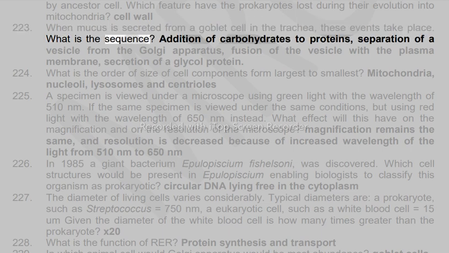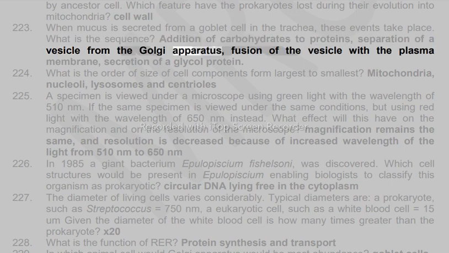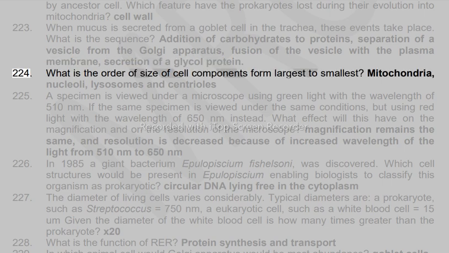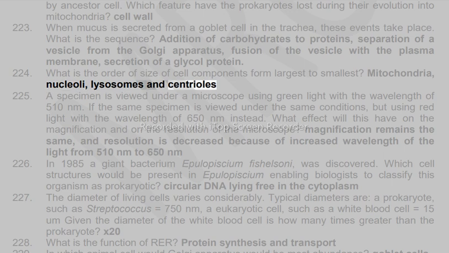223. When mucus is secreted from a goblet cell in the trachea, these events take place. What is the sequence? Addition of carbohydrates to proteins, separation of a vesicle from the Golgi apparatus, fusion of the vesicle with the plasma membrane, secretion of a glycoprotein. 224. What is the order of size of cell components from largest to smallest? Mitochondria, nucleoli, lysosomes and centrioles.